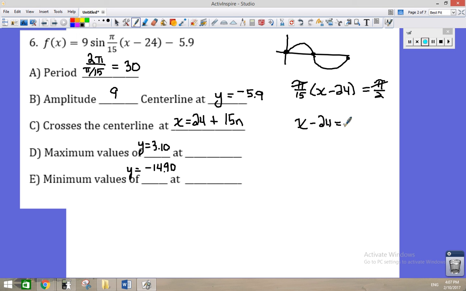X minus 24. I'm listening to Bob and Tom. You can't hear it, but I'm listening to the Bob and Tom show, and it's making me laugh. It's distracting me. I probably should turn it off here.